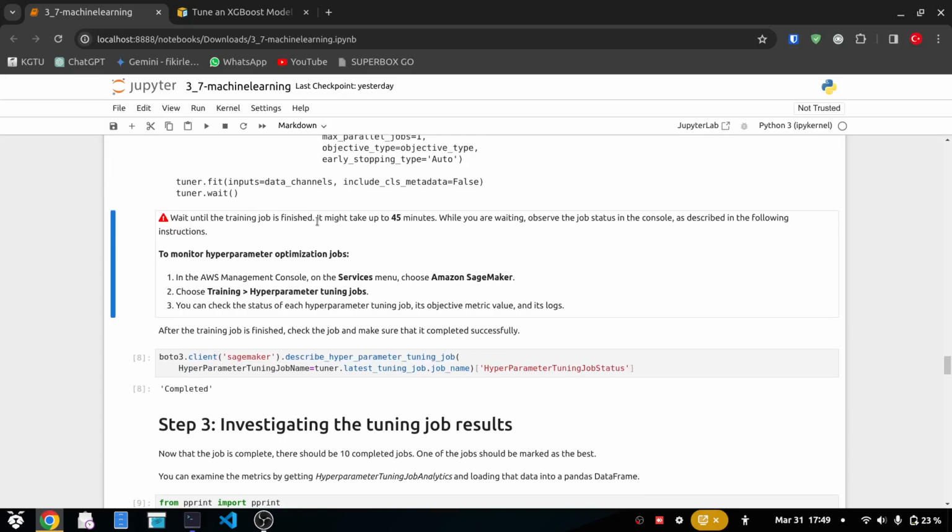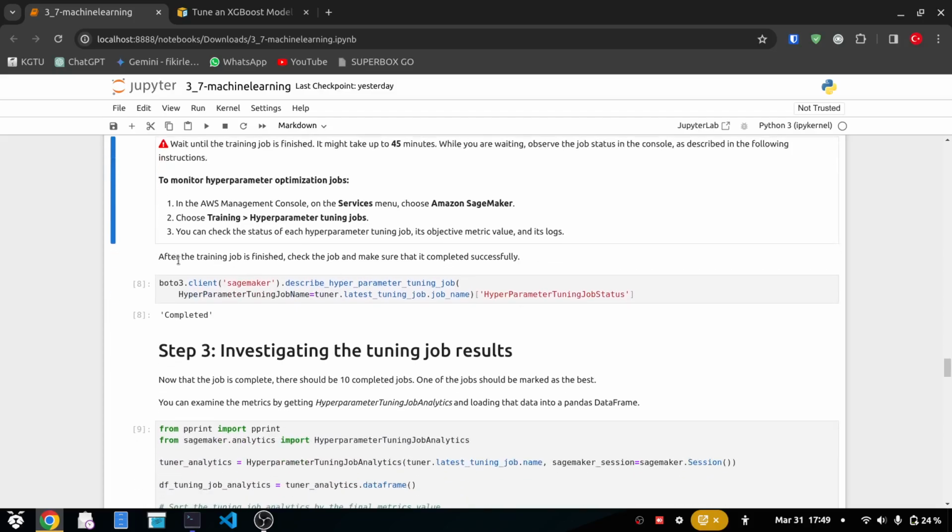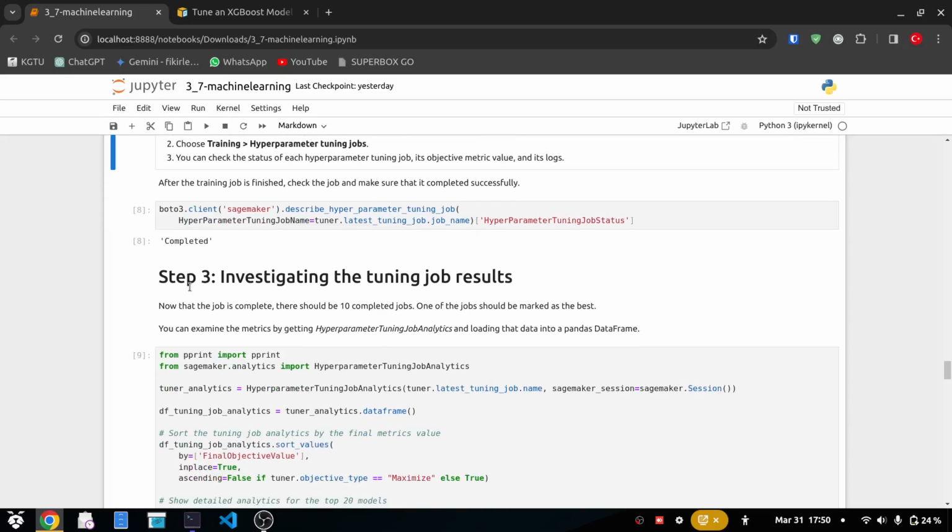Wait until the training job is finished. It might take up to 45 minutes. While you are waiting, observe the job status in the console as described in the following instructions. To monitor hyperparameter optimization jobs, in the AWS Management Console on the Services menu, choose Amazon SageMaker and choose Training, Hyperparameter tuning jobs. You can see the status of each hyperparameter tuning job, its objective metric value, and its logs. After the training is finished, check the job and make sure that it completed successfully. And we have also described our tuning job, and it is completed.